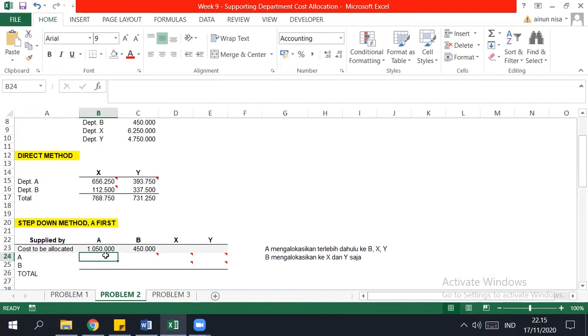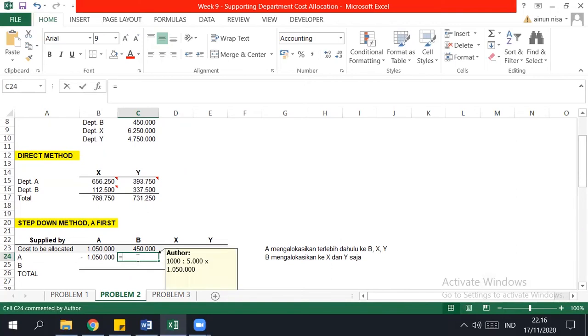Okay, let's allocate the cost. First, the cost to be allocated from Department A is 1,050,000. Therefore, we have to minus it because the assumption is we allocate all the cost to other departments. Therefore, all the costs in Department A will be used. So to allocate the cost of Department A to Department B, the formula refers to the information given in the question.